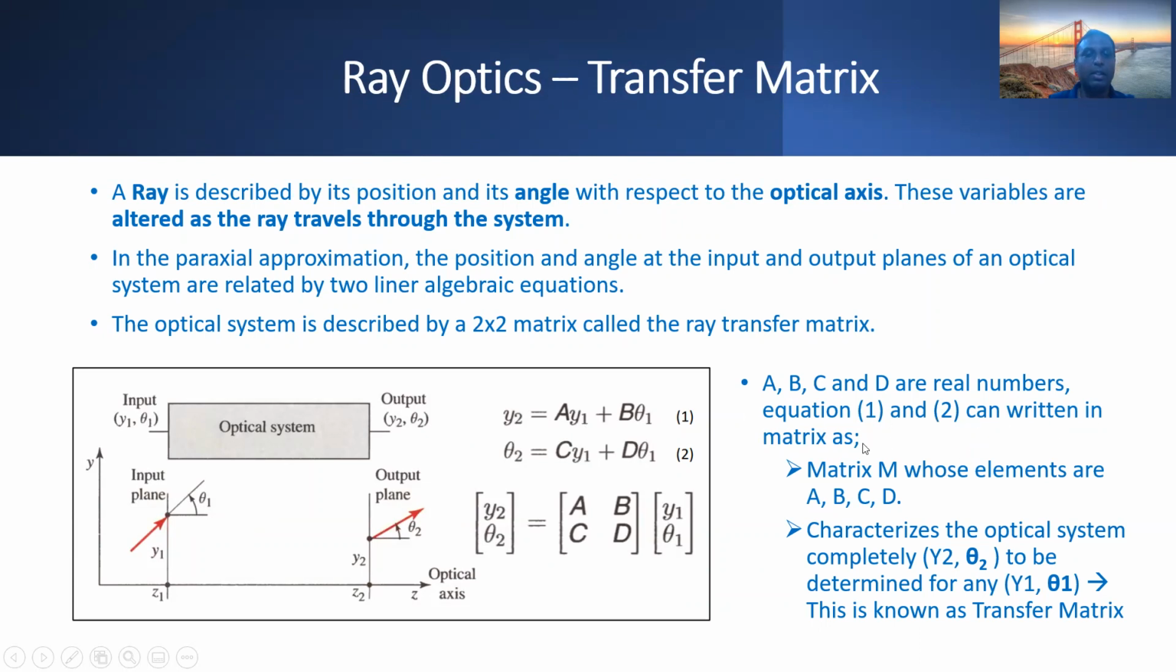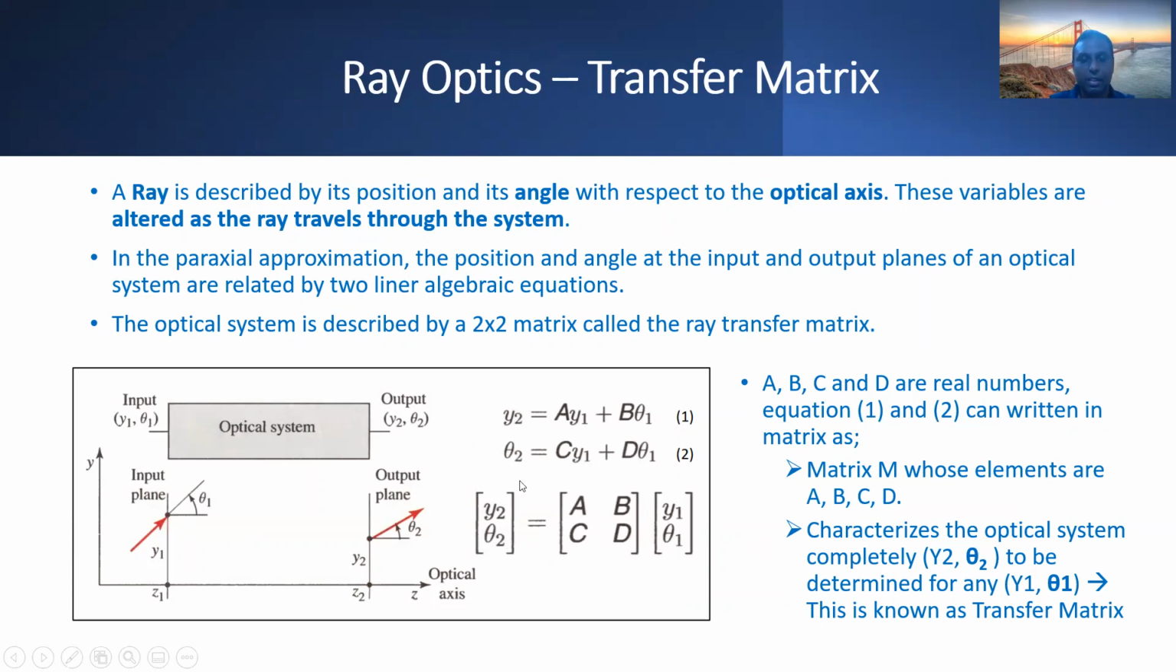It can also be written in matrix form, where we can choose a matrix M that has all the elements A, B, C, D and characterizes the optical system completely. That means y2 and theta 2 can be determined for any y1 and theta 1. And this is what is known as the transfer matrix.